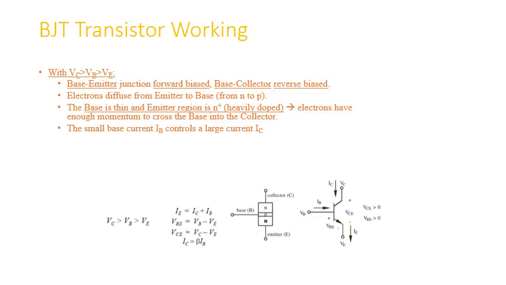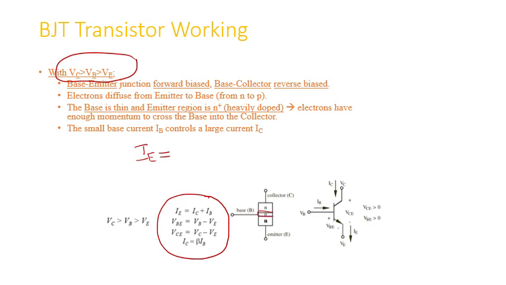So for proper operation of a transistor, we must have this condition: the voltage at the collector region should be greater than the voltage at the base, and it should always be greater than the emitter region. In this case we have a few equations. We know that the emitter will always be emitting electrons, so the current starts from the emitter, and this current will enter into the base region.